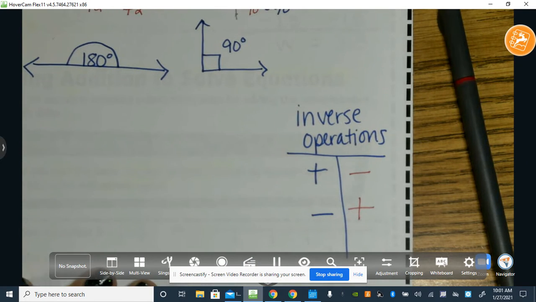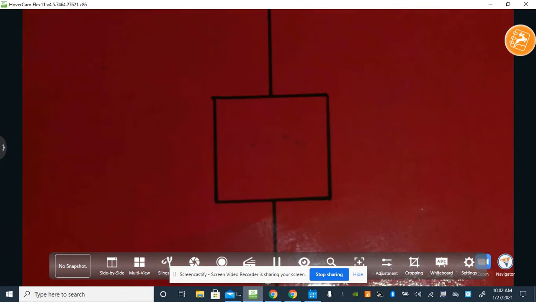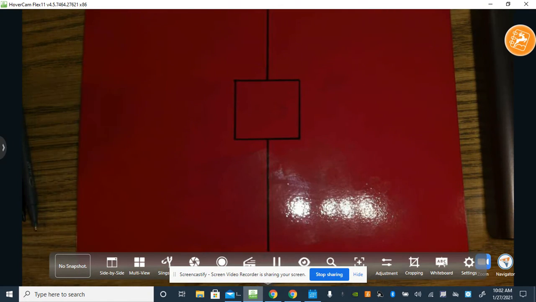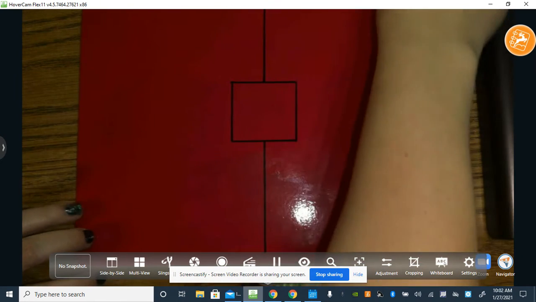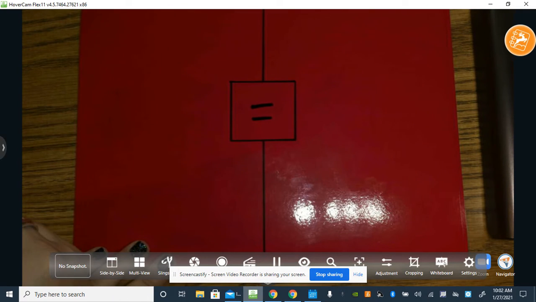So the next thing I'm going to show you is our equation mat. Okay, really nothing fancy, and you can make one at home. I'm going to zoom out for a second. And you will be seeing these types of mats when you get to middle school as well. So we're kind of introducing them now so you can get used to them, and it won't be a shock when you get to middle school. Okay, so in the box here, we're going to put an equal sign. Okay, we're going to do two examples.